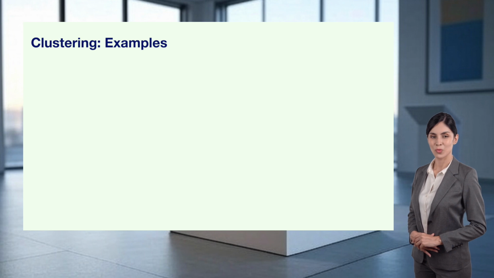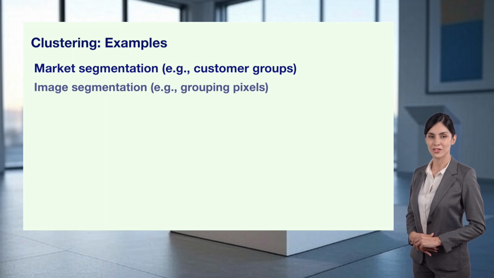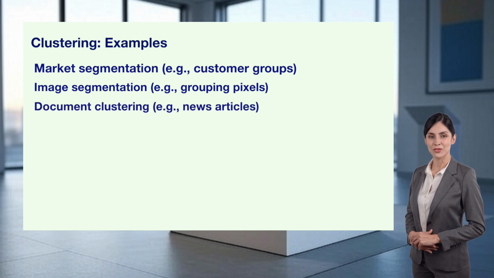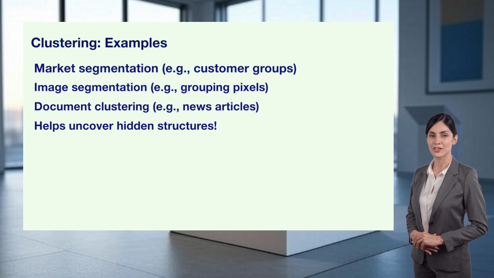Clustering has many real-world examples. Market segmentation uses it to group customers into segments, like luxury buyers or budget shoppers. Image segmentation groups pixels in an image, like separating foreground from background. Document clustering organizes news articles into topics, such as sports or politics. Clustering helps uncover hidden structures in data that we might not have noticed. It's a great way to make sense of complex, unlabeled datasets.